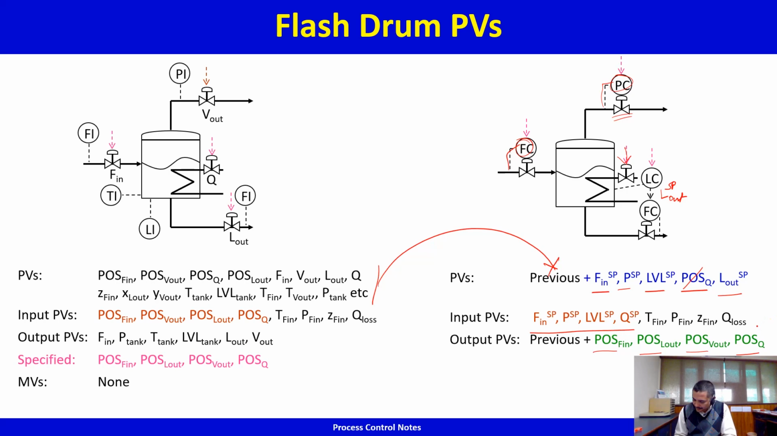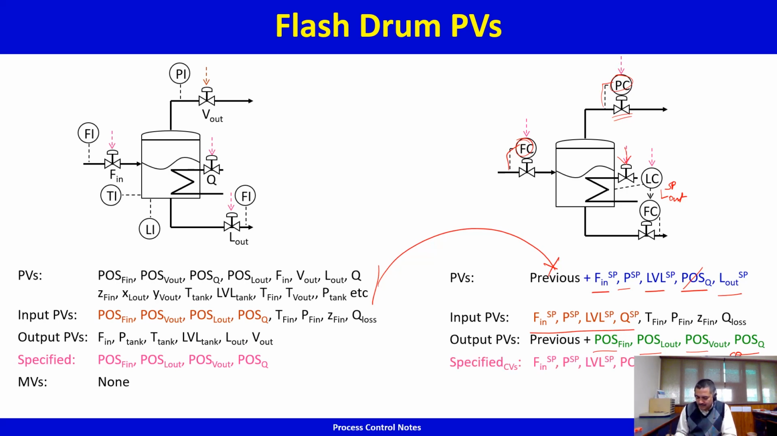L out set point to it, because this set point is being calculated by the level controller. Yeah, so this is also an affected process variable, and therefore this too should come in the list of output process variables, affected process variables, dependent process variables, calculated process variables.